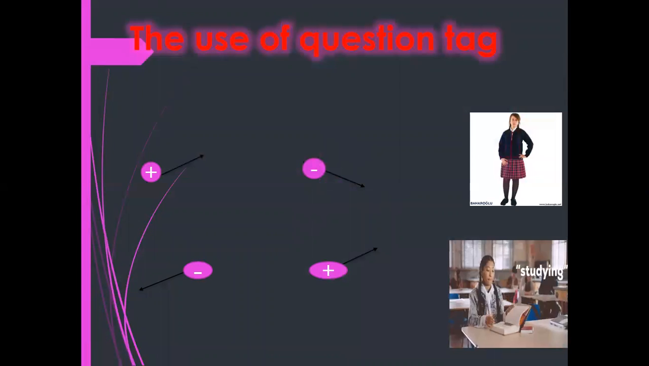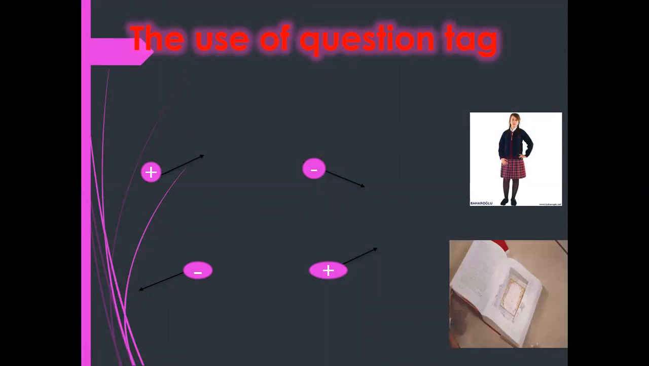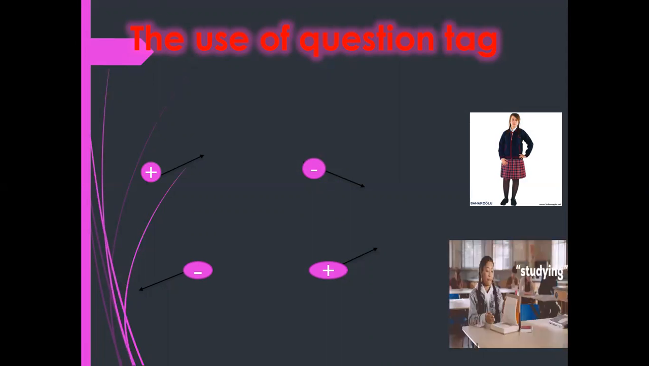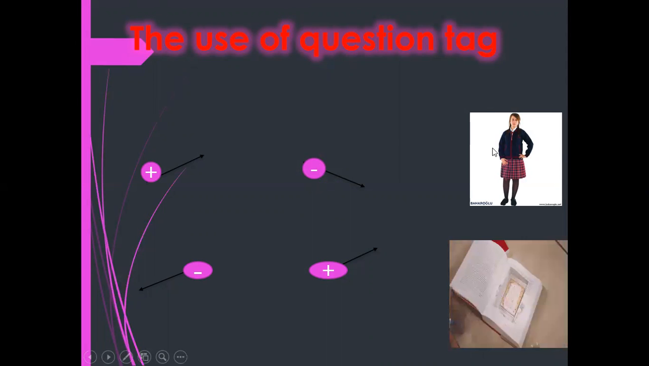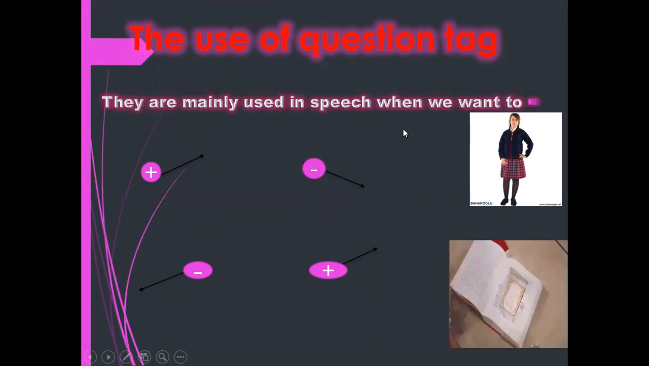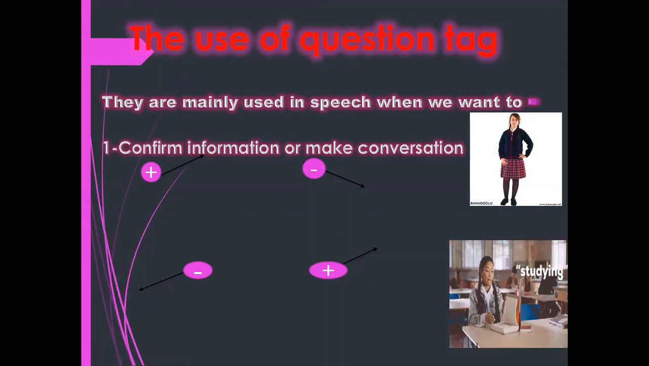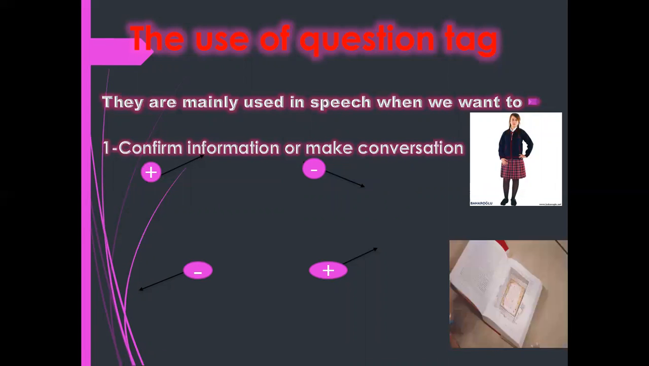Now we are going to start with the use of a question tag. Why do we use a question tag in English? Look at these two pictures. The first picture is a girl and she is wearing a uniform. So she is a student. The first use of a question tag is to confirm information or make conversation. Confirm information means تأكيد معلومة أو عمل حوار.